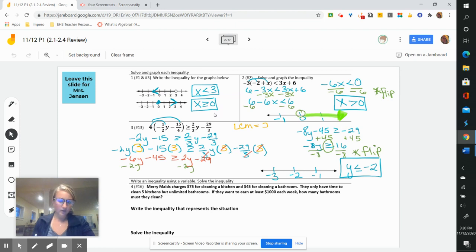Make sure when you do a number line with negative numbers that it's still increasing. It's going to be filled in at negative 2 and shaded to the left because it's less than.